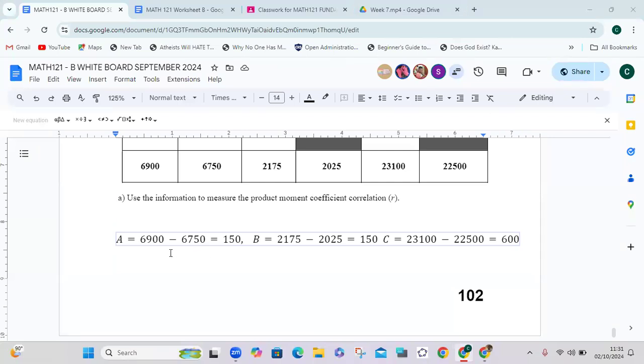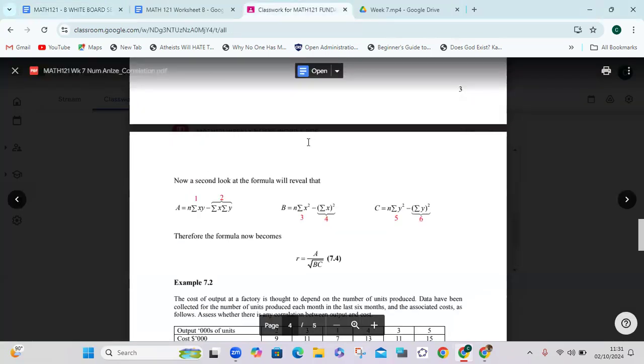So therefore, A now is 6,900 minus 6,750. That's 150. First minus the second. B is third minus fourth. That's 2,175 minus 2,025. That's 150 again, coincidentally. And C now is 23,100 minus 22,500, which is 600. So now, as the instructions say, we can substitute into the formula to find R. R is A over the square root of BC.